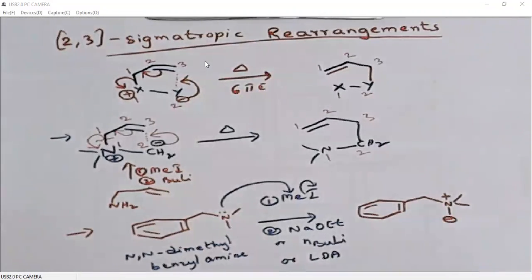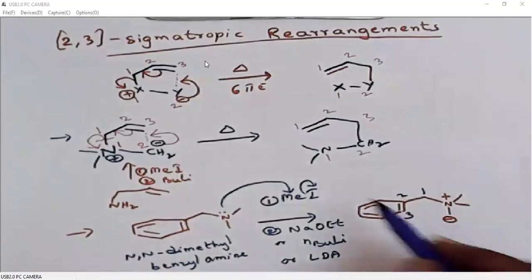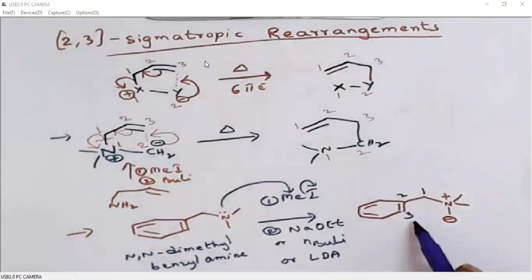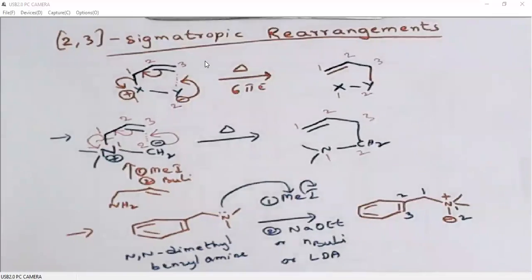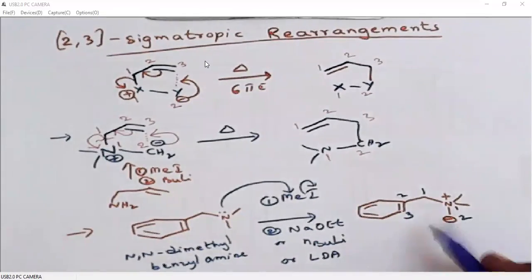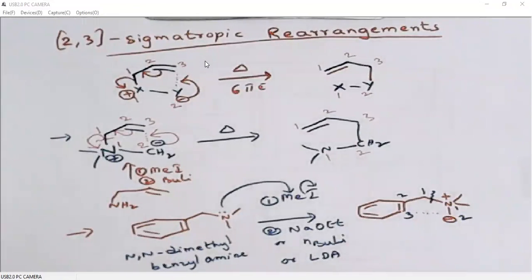Now you see it fits perfectly into the 2,3 sigmatropic rearrangement. We will give the numbering. Benzylic system 1, 2, 3, like an allylic system 1, 2, 3. Here the benzylic system is 1, 2, 3, then the ylide is 1, 2. So we will form a bond between the 3 and 2 systems, and we will break the bond between the 1 and 1 systems.